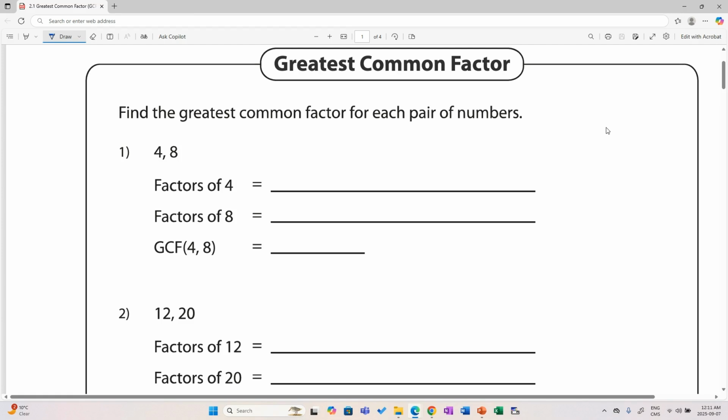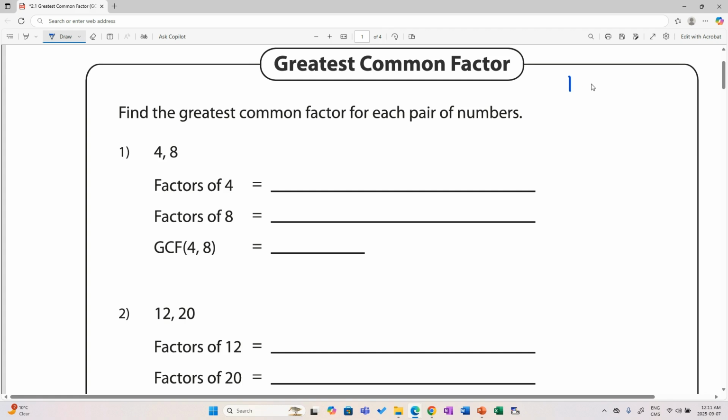Hi class, in this video I'm going to show you how to find the greatest common factor for two pairs of numbers. In our example of 4 and 8, before we find the greatest common factor, I must find the factors of 4. So the factors of 4 are two numbers that can multiply together to create 4. To find these numbers, I always want to start with my smallest number besides 0, which is 1.